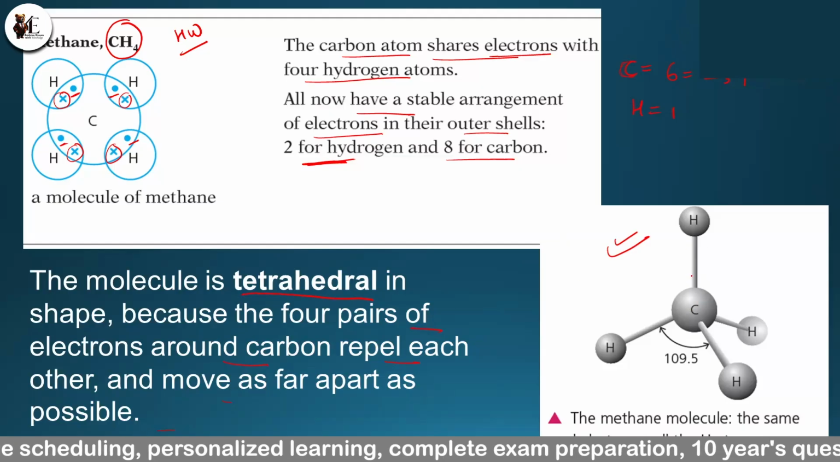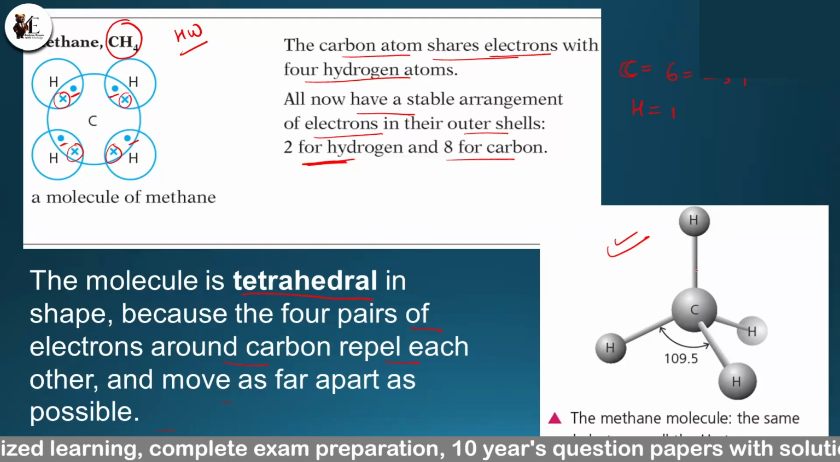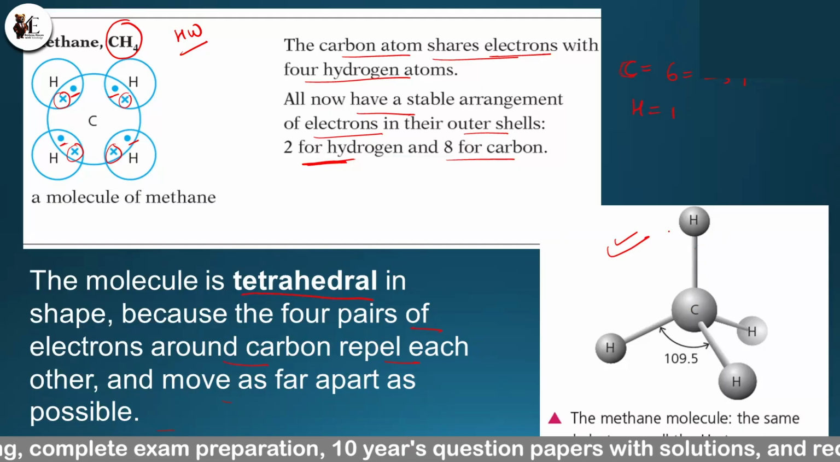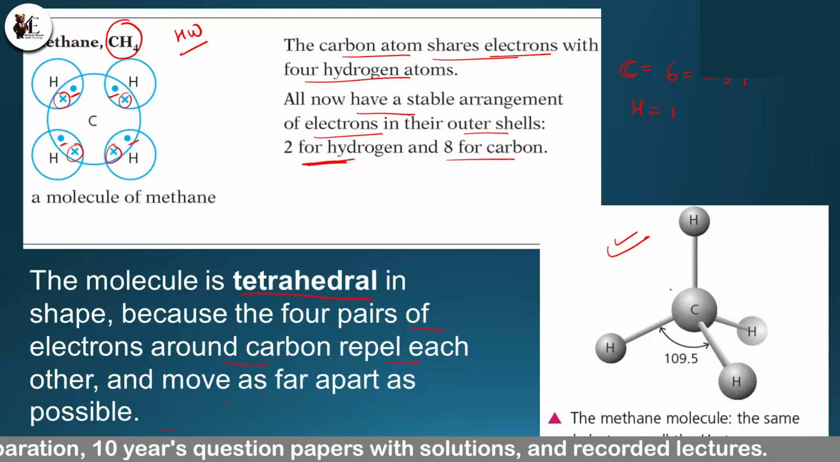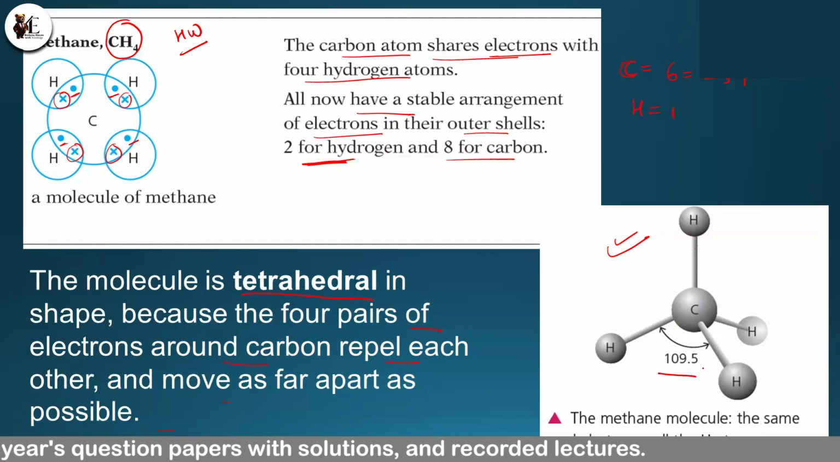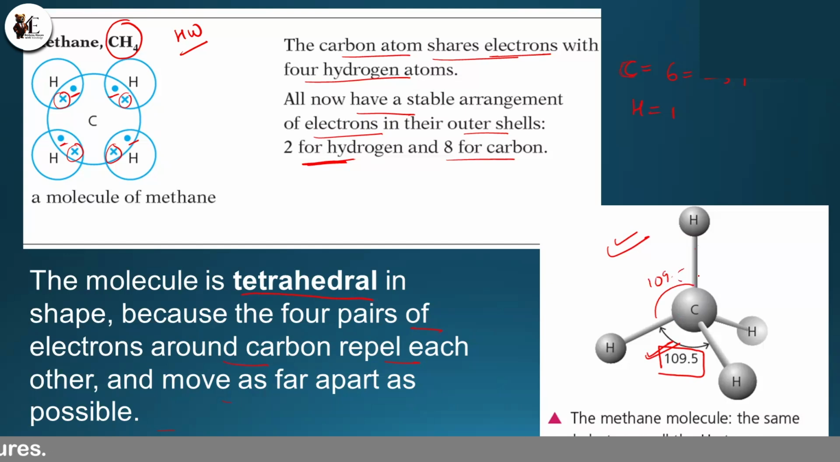Okay, so this structure is because these pairs of electrons repel each other and move as far apart as they can from each other. The angle is very important. If I ask you what is the bond angle in methane, it is 109.5 degrees.